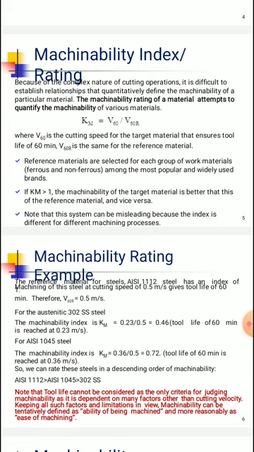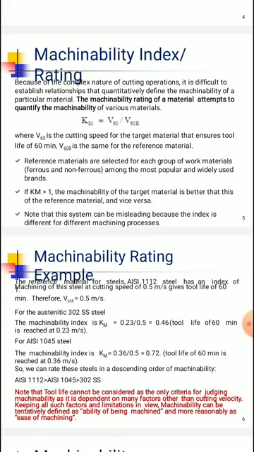So the tool life of 60 minutes is reached at 0.23 meter per second. For instance, let's take another example. If it belongs to the standard AISI 1045 steel, then how do we define its machinability index? If the cutting speed of the target material is found to be 0.36, then dividing it by the reference material speed, AISI 1112, which is 0.5, what do we get? 0.72. So the tool life of 60 minutes is reached at 0.36 meter per second.